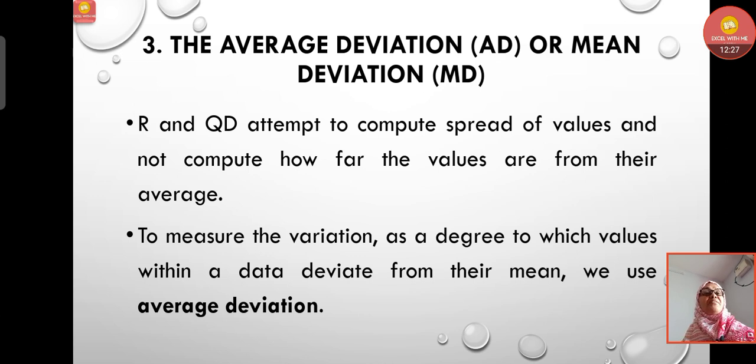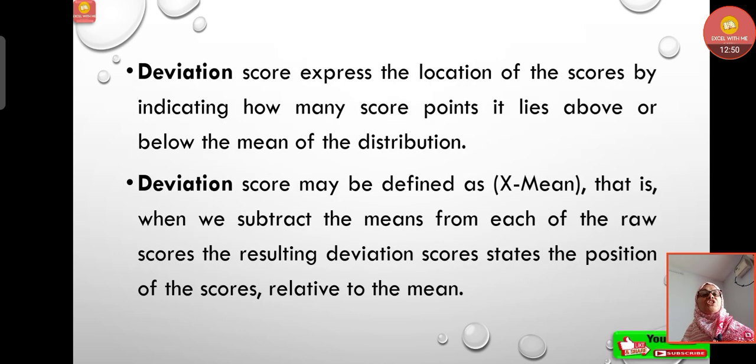The third one is the average deviation, AD, or mean deviation, MD. R and QD, that is range and quartile deviation, attempt to compute spread of values and not compute how far the values are from their average. So to measure the variation as a degree to which values within a data deviate from their mean, we use average deviation. Now let's understand first of all what is deviation.